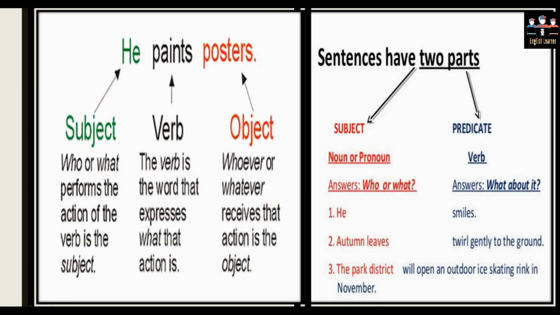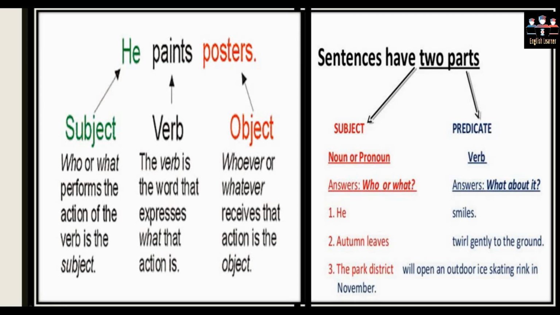Whereas the second part is the predicate. Predicate means that by leaving the subject, the rest of the portion of the sentence will be called the predicate. And the predicate answers us what about it. Let us see the examples. He smiles. In this example, he is actually the subject and smiles is the predicate.